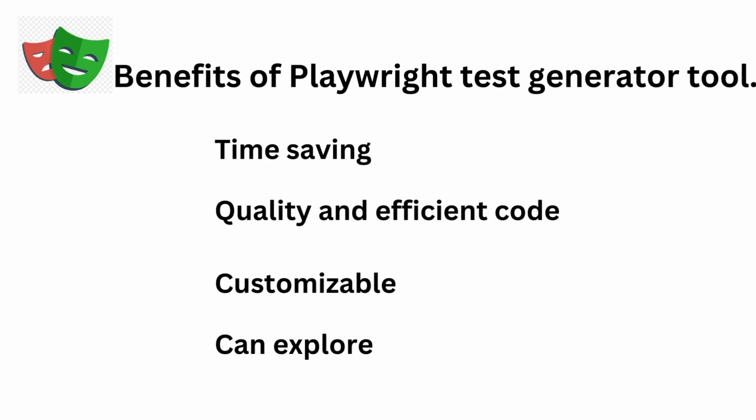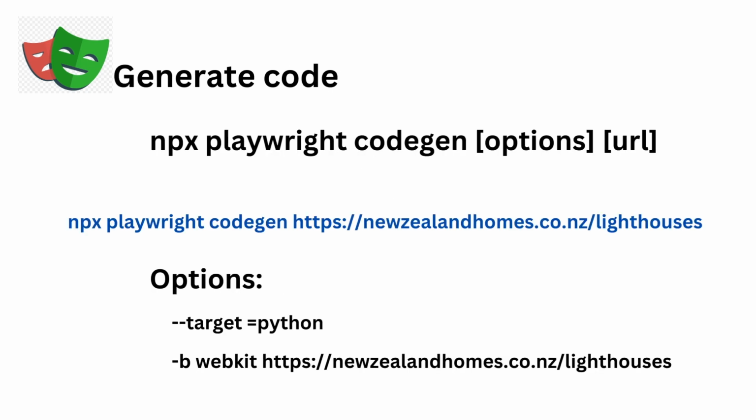And there's another thing: you can get this code and customize it accordingly. You can change the selectors, you can change the way it interacts with the elements, and that customizability is also there. And last but not least, there is an explore option also, so you can spy on an element directly instead of continuing to record, and you can get the selector of that element. I will show you how to do that later in this video.